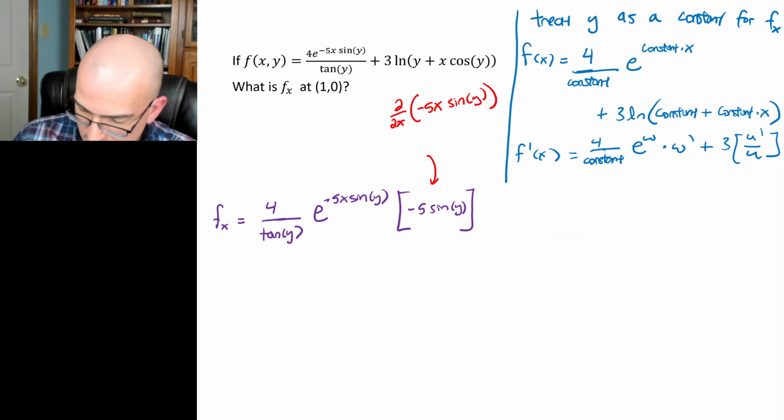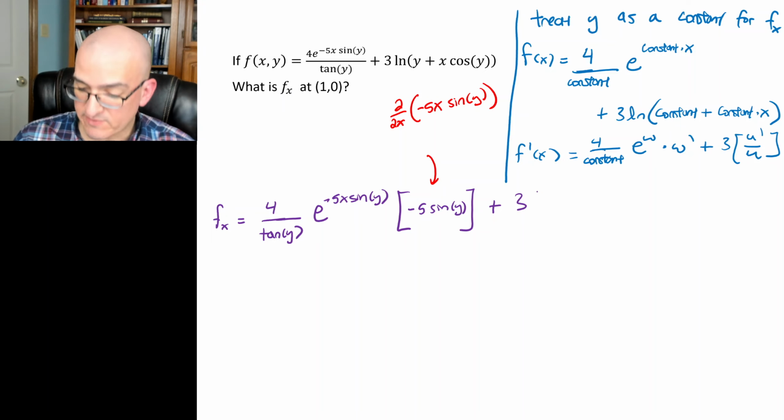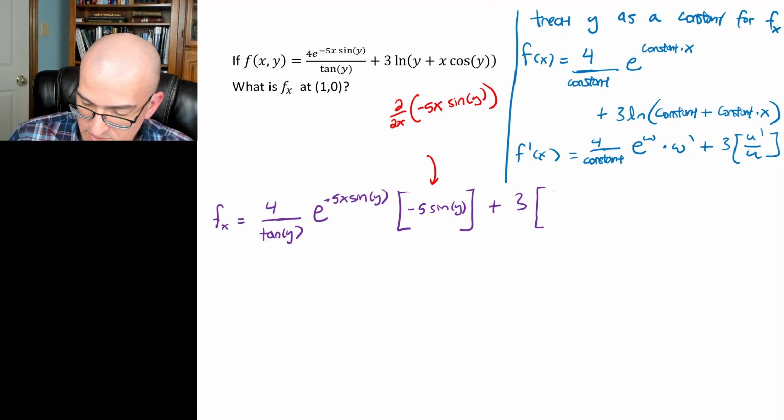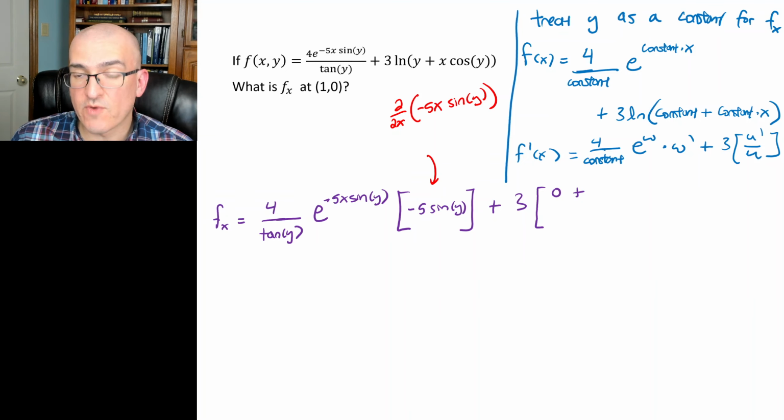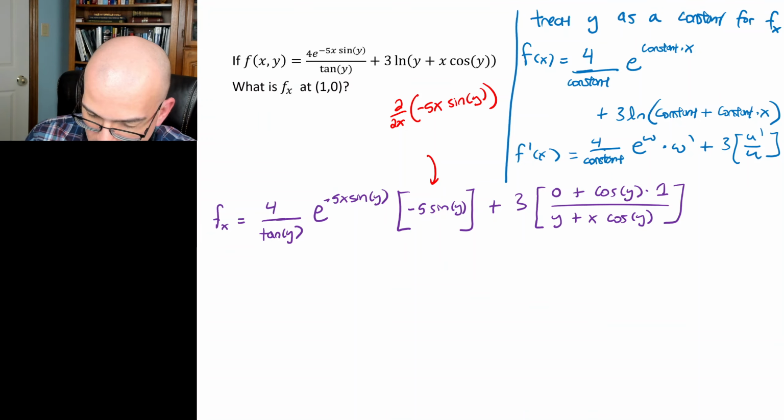And now the second part, we have 3 times w prime over w, or u prime over u, 3 times. So the derivative of the constant, so let's say 7 plus x cos y, so 0 plus the cos of y gets factored out front, cos of y times the derivative of x, so cos of y times 1, all divided by 7 plus x times cos y. And then we can simplify this slightly. I'm going to bring the negative 5 and the sine y out front.